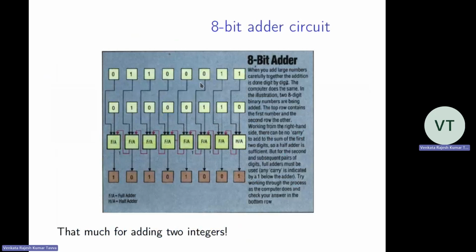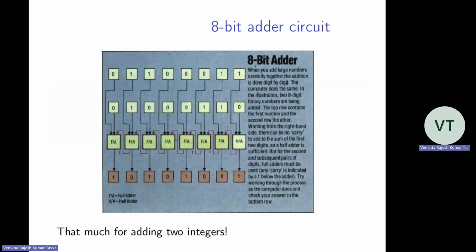This 1 should be added to this 1 and 0. Again, you are getting a carry bit of 1 here. This 1 should be added to this 0 and 0, and so on. So a full adder adds a carry bit as well as two input bits, and will give you the sum bit as well as the carry bit.